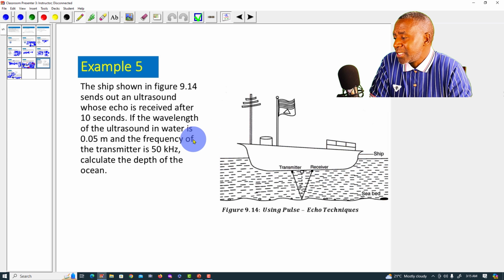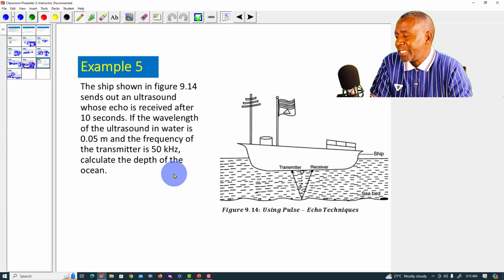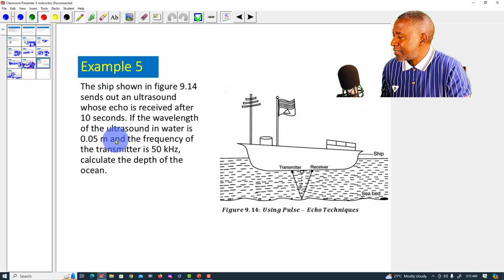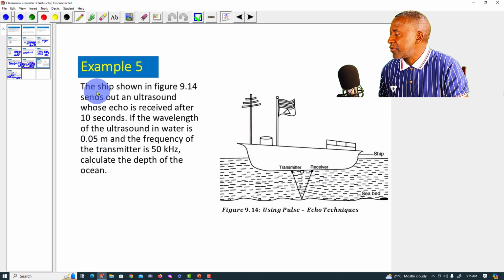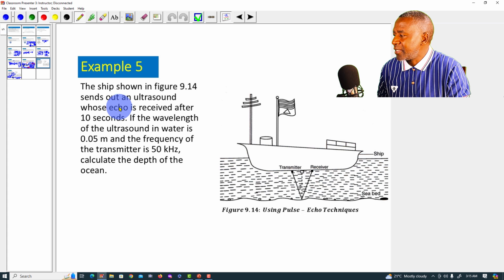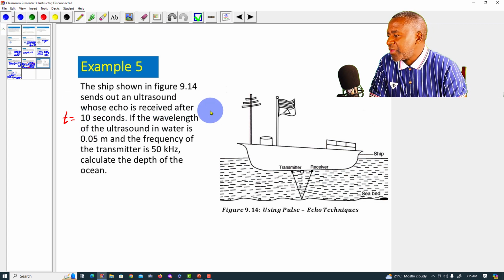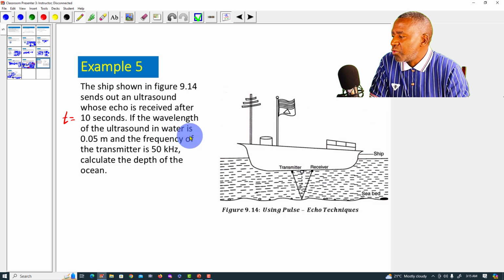So let us look at this equation 2d over t to determine how deep this ocean is. So we are going to call the depth of the ocean d, and then the time taken, I think the time taken is given as 10 seconds. Let's read the question. The ship shown in that figure sends out an ultrasound whose echo is received after 10 seconds. So this will be our value of t. Let me change the color to be blue. This one will be the value of t. If the wavelength of the ultrasound in water is found to be this much, this will be the wavelength.